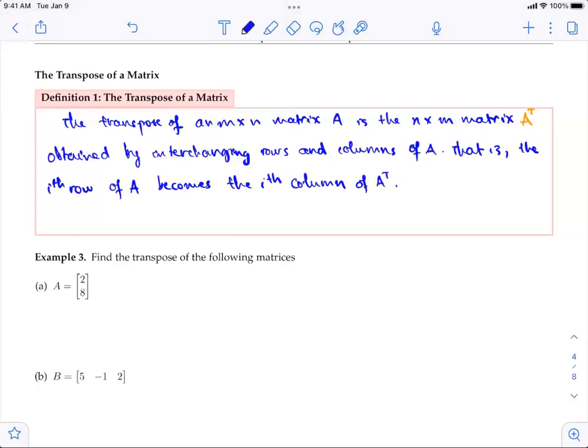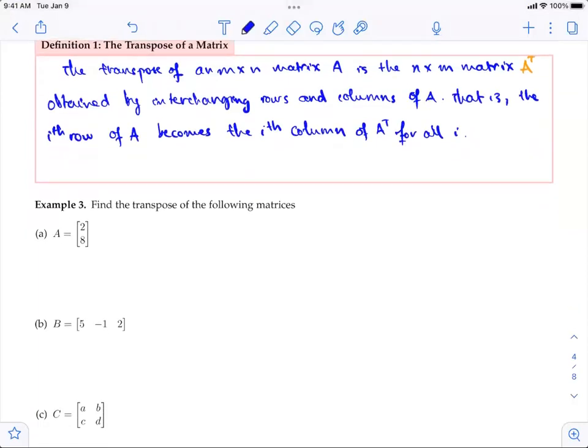All right, so for all values of i, depends on how many rows of i you have. You change those to the columns of A transpose. All right, so let's do a quick example on how to obtain the transpose of a matrix.